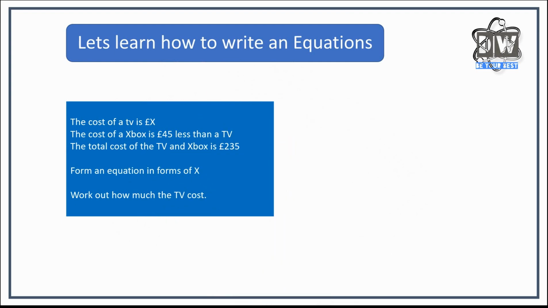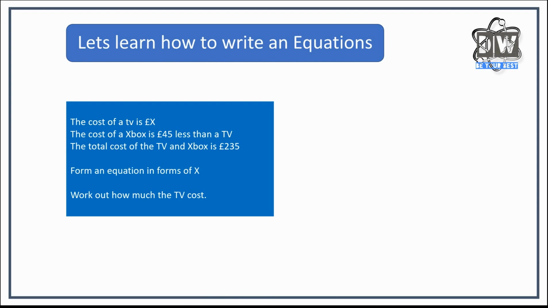Okay, so there's 2 questions to this. It's the same question, so don't be confused. But one of them is asking for the cost of the TV, and the next one's asking for the cost of the Xbox. I'm going to go over the cost of the TV, and then it's for you to do the next one, which is the cost of the Xbox. So the cost of the TV is X pounds. We don't know. The cost of the Xbox is £45 less than the TV.